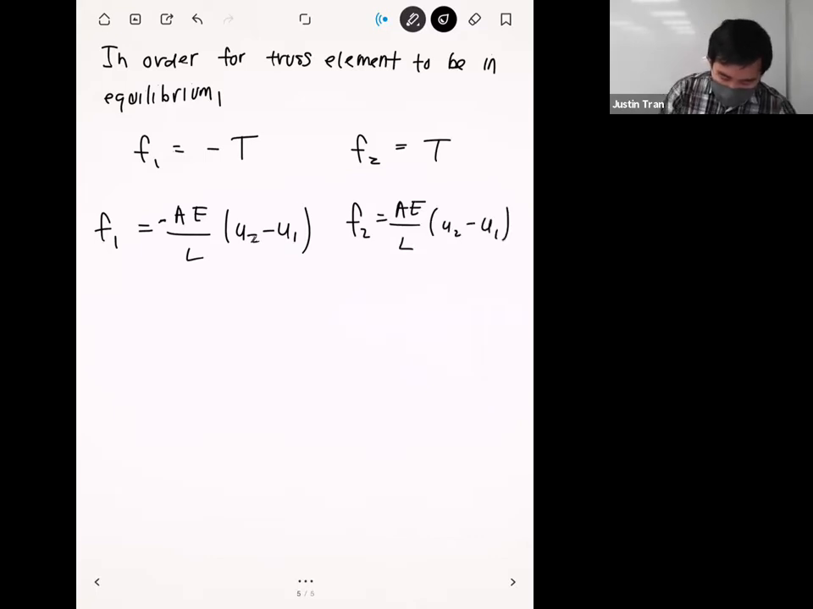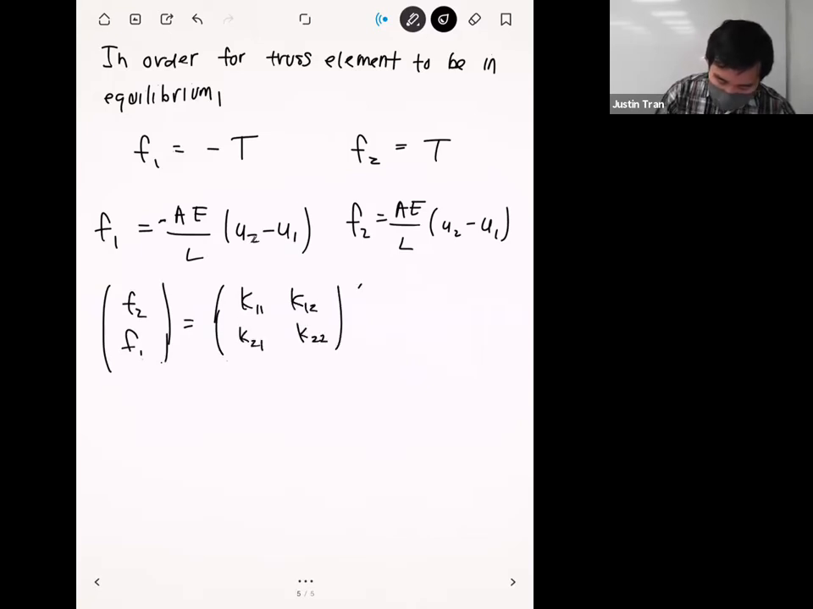Let's go ahead and put this in matrix form, because remember the general form for the element stiffness matrix for an axial element looks like the following. If we use the two equations up above to form this linear system, what we get is F1 on top, F2, and U1, U2. Sorry about that.